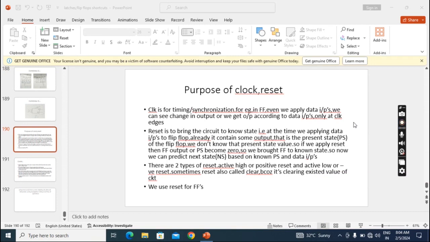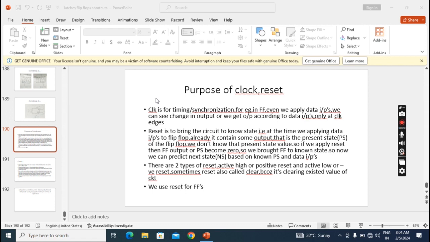In this lecture, we'll discuss clock and reset, the purpose of clock and reset, and with respect to reset, we will also discuss active high or positive reset, active low or negative reset, and synchronous reset and asynchronous reset. Okay, first we'll see about clock. So clock is for timing or synchronization.